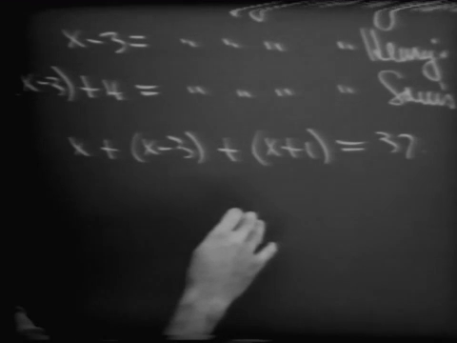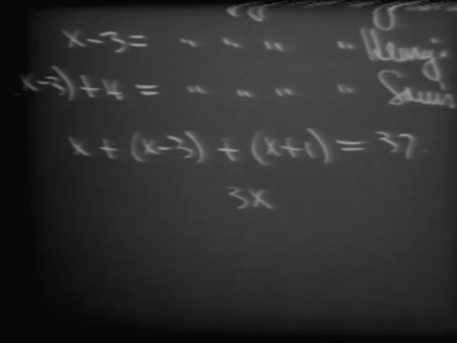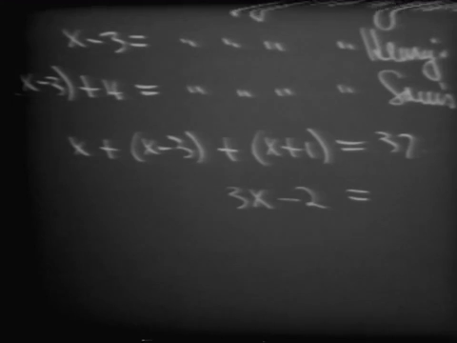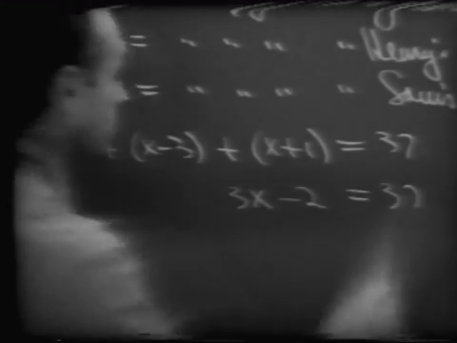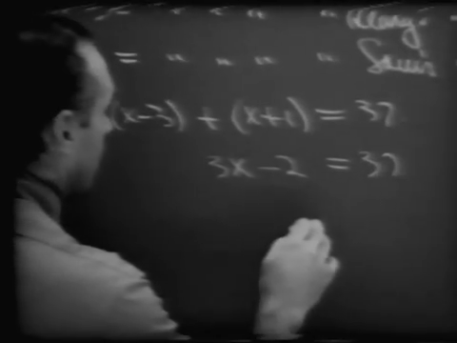Barb says, X plus X plus X, or X plus X would be 3X. Okay, there's 3X. And then we have here what? Negative 3 plus 1 is, Jane says, negative 2, which we'll write as minus 2, and 3X minus 2 is equal to 37. And what's a simpler sentence here, Mary Lou? 3X equals 35.